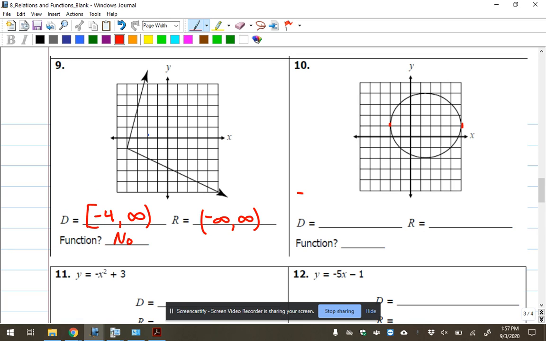What would be the inequality version of this? That's something that we got to be careful with sometimes. That interval notation could also be written in inequality notation. This would be x is greater than or equal to -4. That would be saying the same thing.